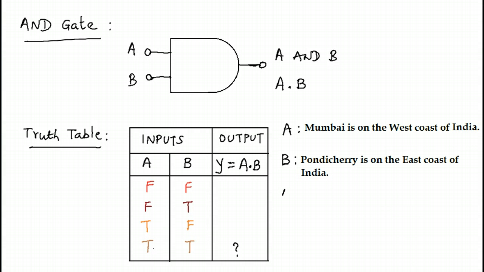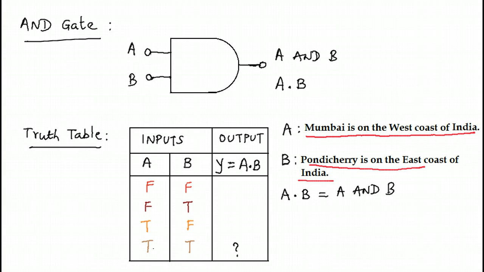Now let me try and write the sentence corresponding to the Boolean expression A dot B, which of course stands for A and B. Naturally the statement is going to be Mumbai is on the west coast of India and Pondicherry is on the east coast of India, which we now write as follows.